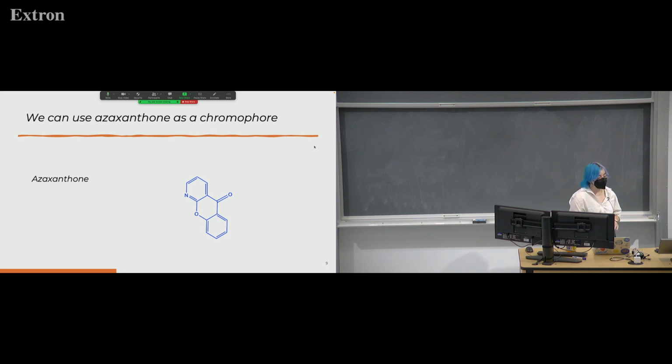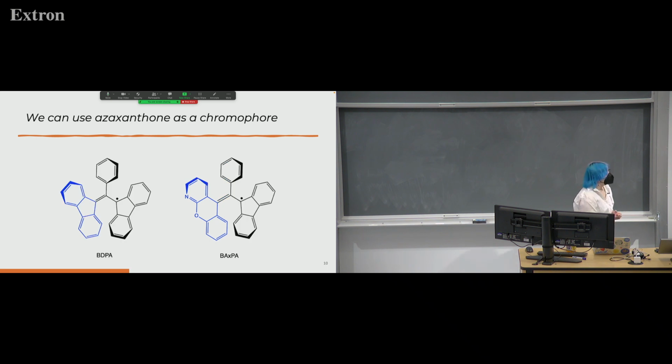And we have chosen this as a chromophore because it shows fluorescent properties on its own. And also the structure of it is very like that of fluorine, which can provide that necessary steric bulk for the stability of the radical, because we want to get it to luminesce, but still maintain that stability. So in comparing BDPA as our basic structure, and then replacing that fluorine group with azaxanthone, we hope to get a target radical that we have named BAxPA based on that incorporation of azaxanthone.